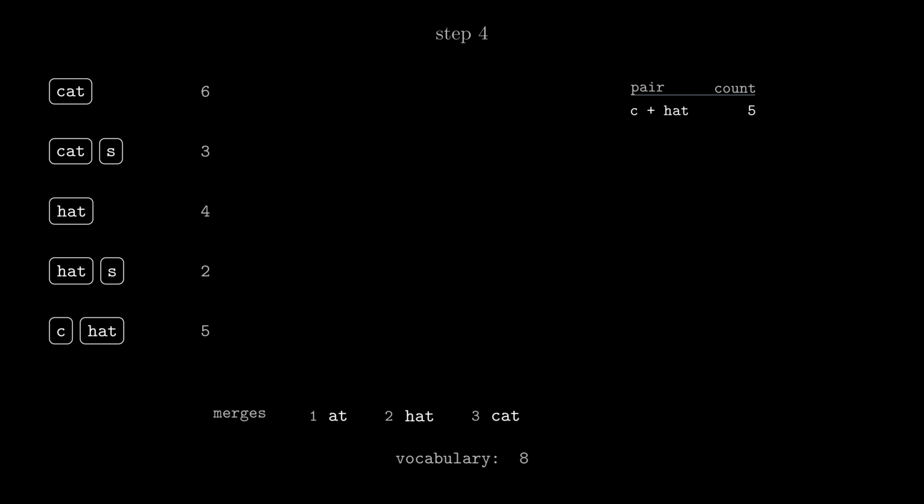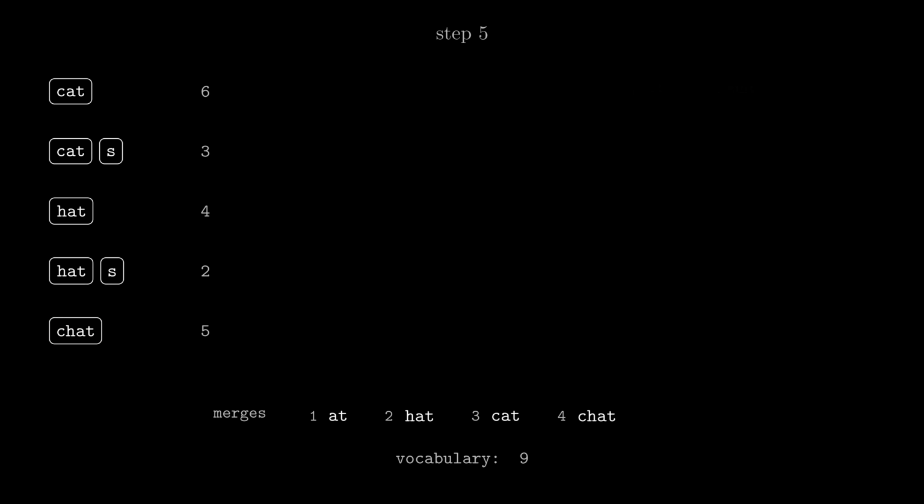Step 4. Chat, 5. Cats, 3. Hats, 2. Merge C hat, chat. Notice what just happened. Chat was built from C plus hat, not from CH plus at, because hat was learned first. The history of the merges decides the pieces.